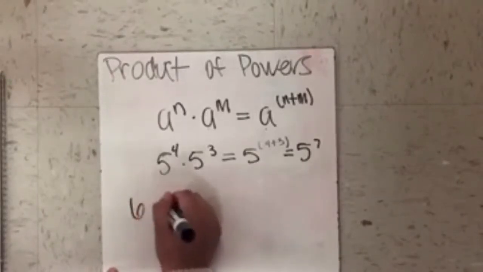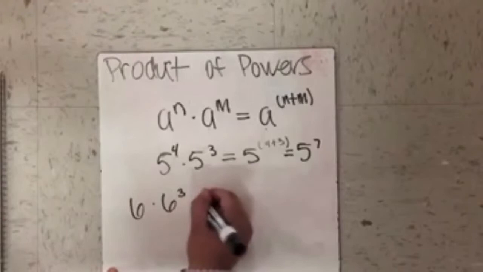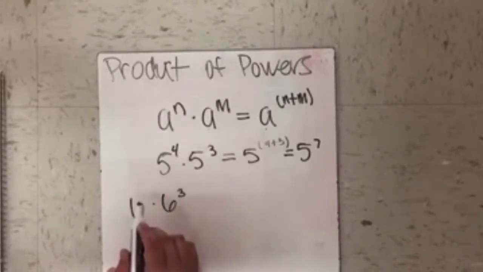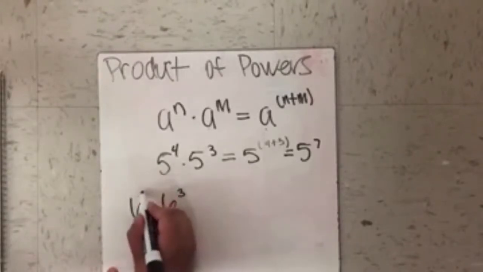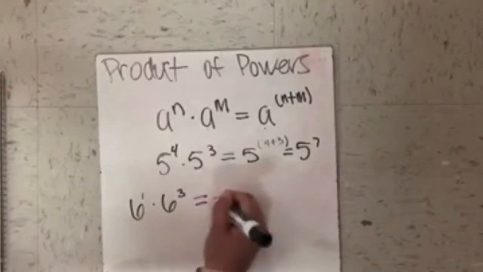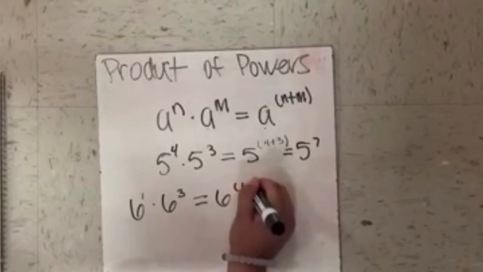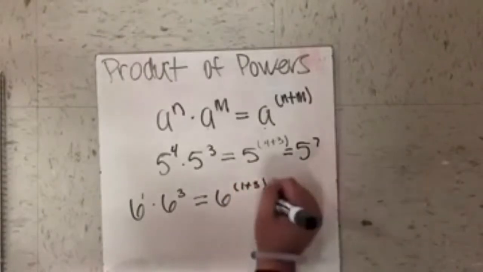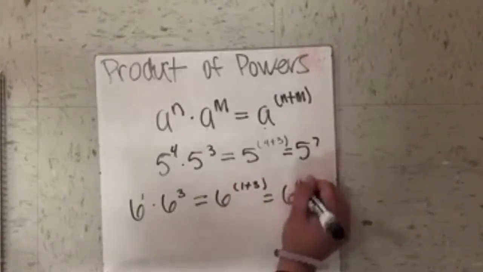Another example is 6 times 6 to the third power. Because there is no exponent on the first 6, it's an understood 1. So then we do 6 to the 1 plus 3, which will result in 6 to the fourth power.